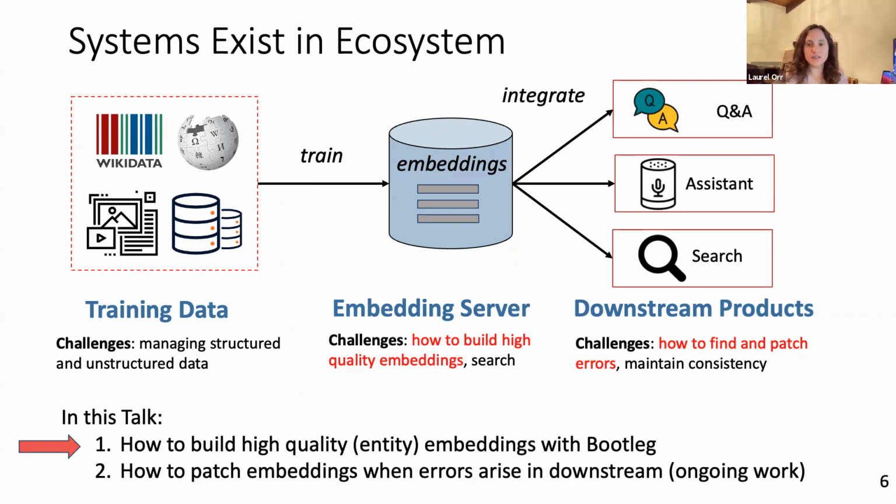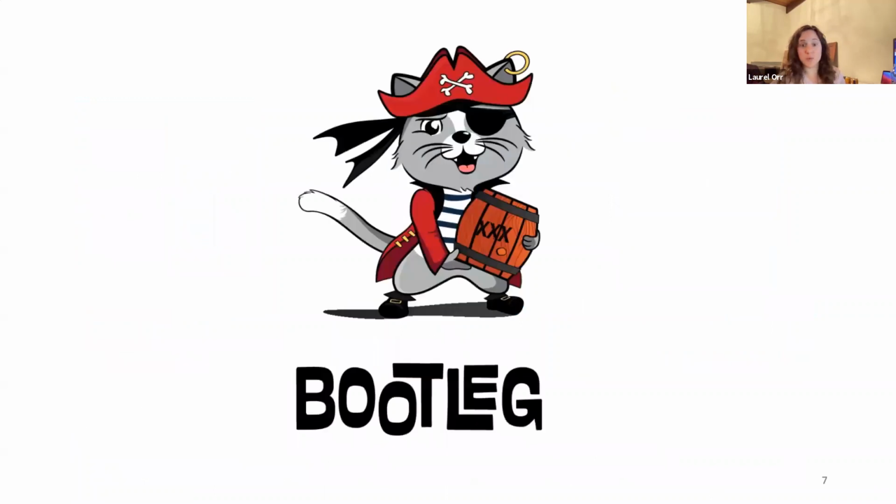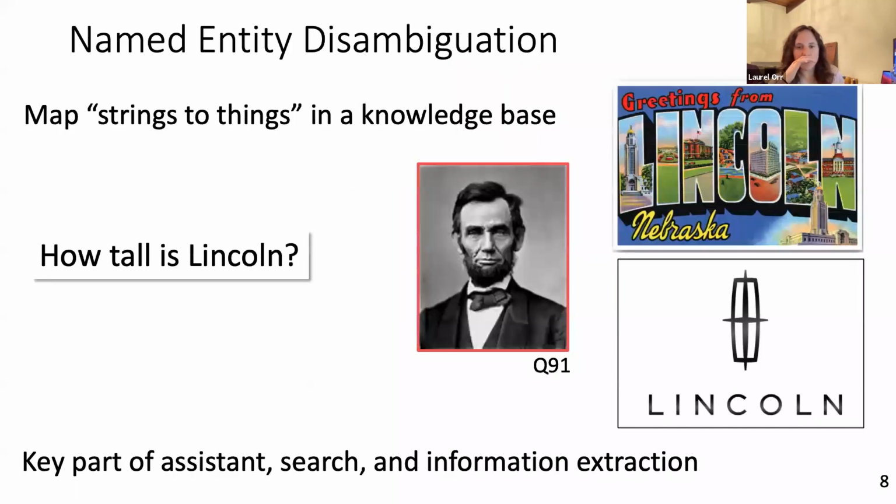So the first talk is going to be about this entity embedding system that we're calling Bootleg. And this was the work that was presented at CIDR this year. Just to give a primer on what I mean by entity disambiguation, this is the process, as we like to say, of mapping from strings to things in a knowledge base. And again, this is a global knowledge base here.